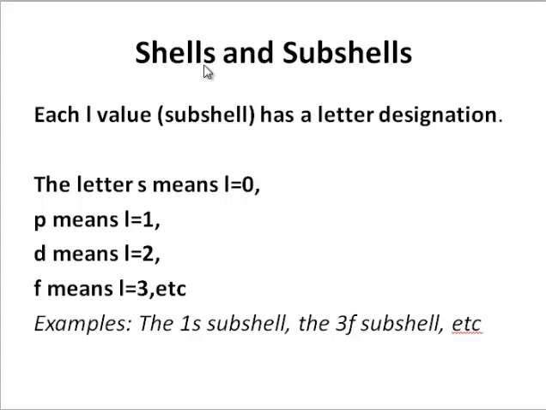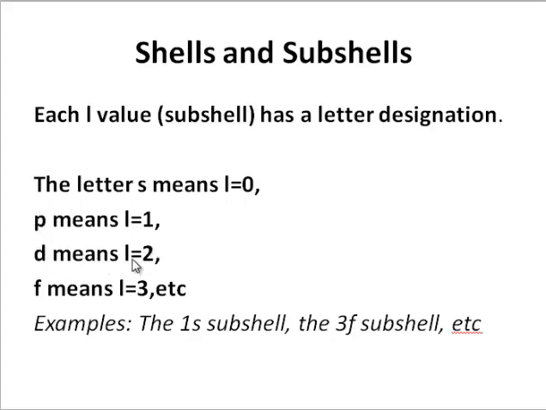Let's go back to thinking about values of l and m sub l for a moment, and n values. Each l value is a subshell and has a letter designation. The letter s means l equals 0, so l equals 0 means it's an s orbital. p means l equals 1, so l equals 1 type orbitals will be p orbitals. And notice that since there are 3 m sub l values, -1, 0, and 1, there will be 3 p orbitals in a p subshell.